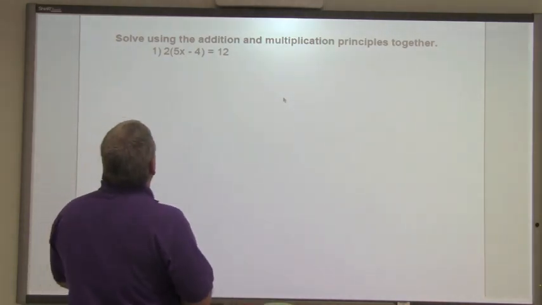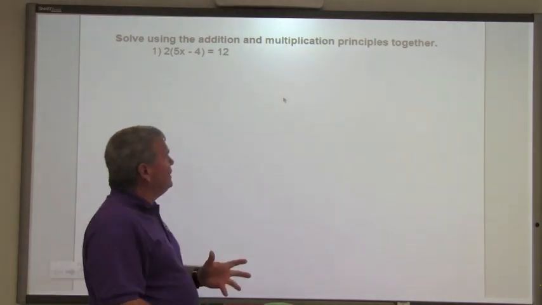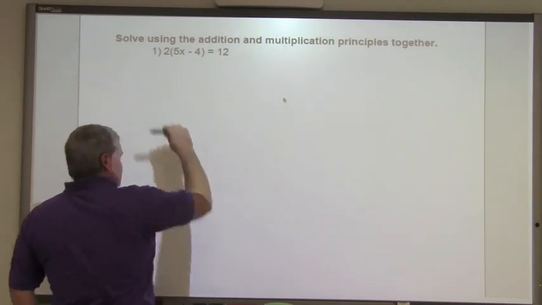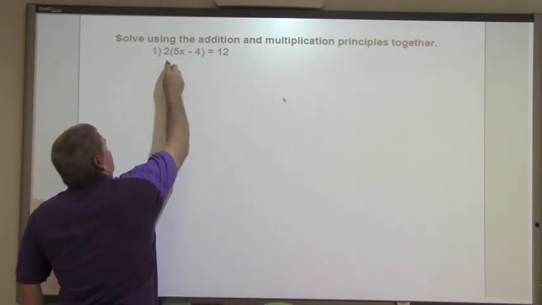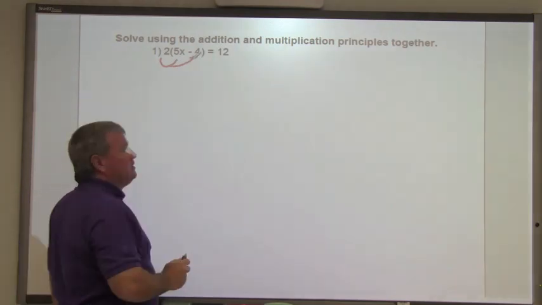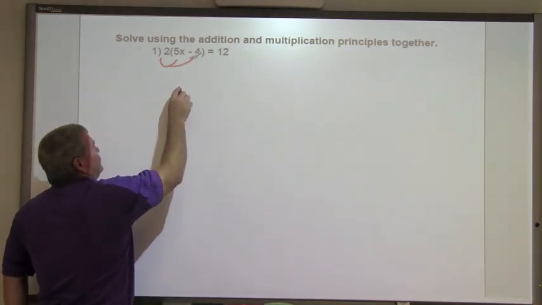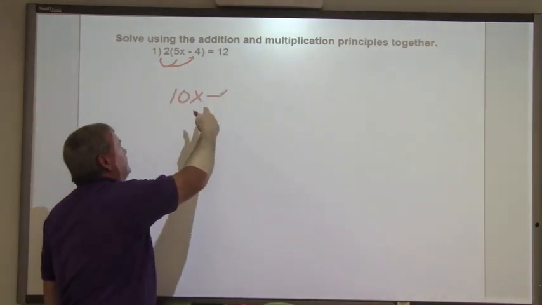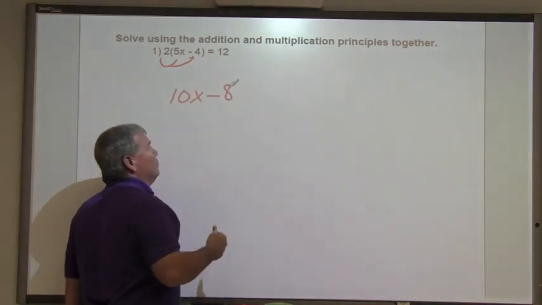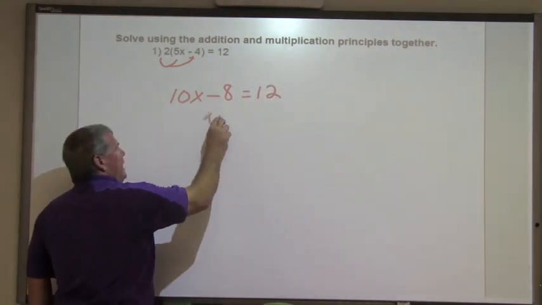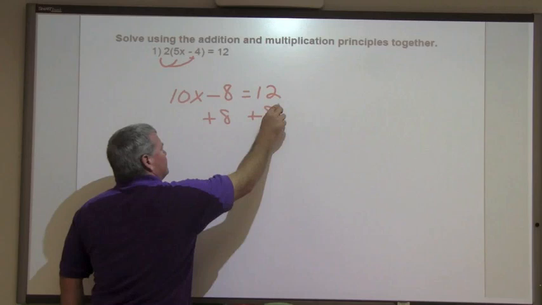So on number 1, it says solve using the addition and multiplication principles together. So basically what you're going to start with here is the distributive property. You're going to take that 2 and distribute it to both of those inside the parentheses. So we get 2 times 5x is 10x, and then 2 times a negative 4 is a negative 8, or you can put minus 8 instead, equal to 12. Then we're going to add 8 to both sides.